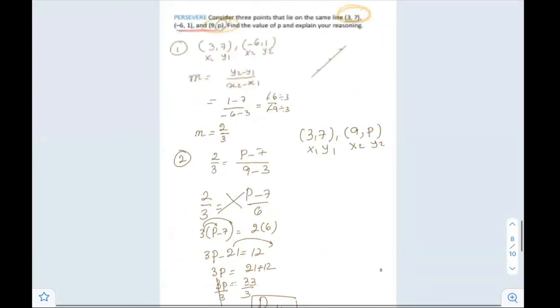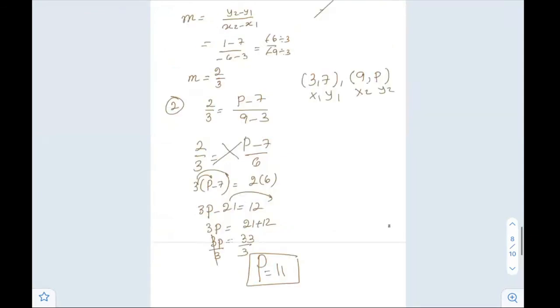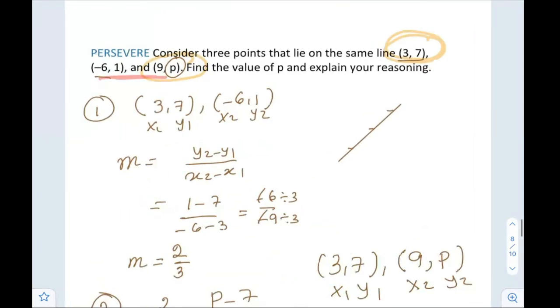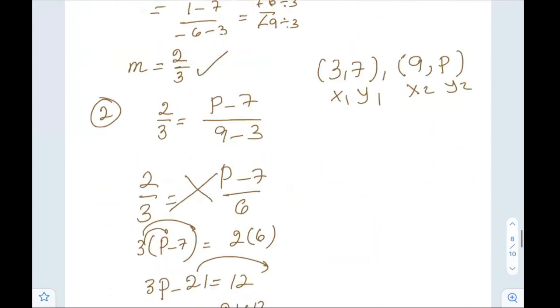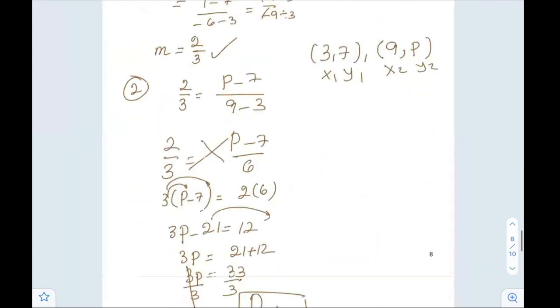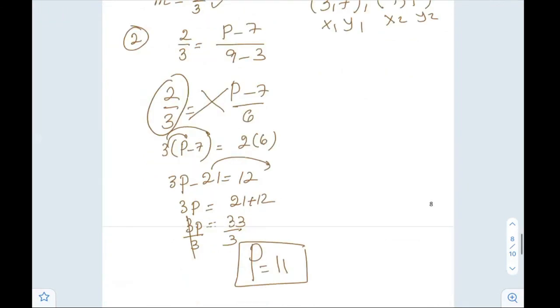This is how we do it. Again, I'm revising. We are finding the slope between the 2 given points, and this is 2 over 3. We will use the same slope to find the missing coordinate. Here we replaced and cross multiplied because it's a proportion, and we will find the p.